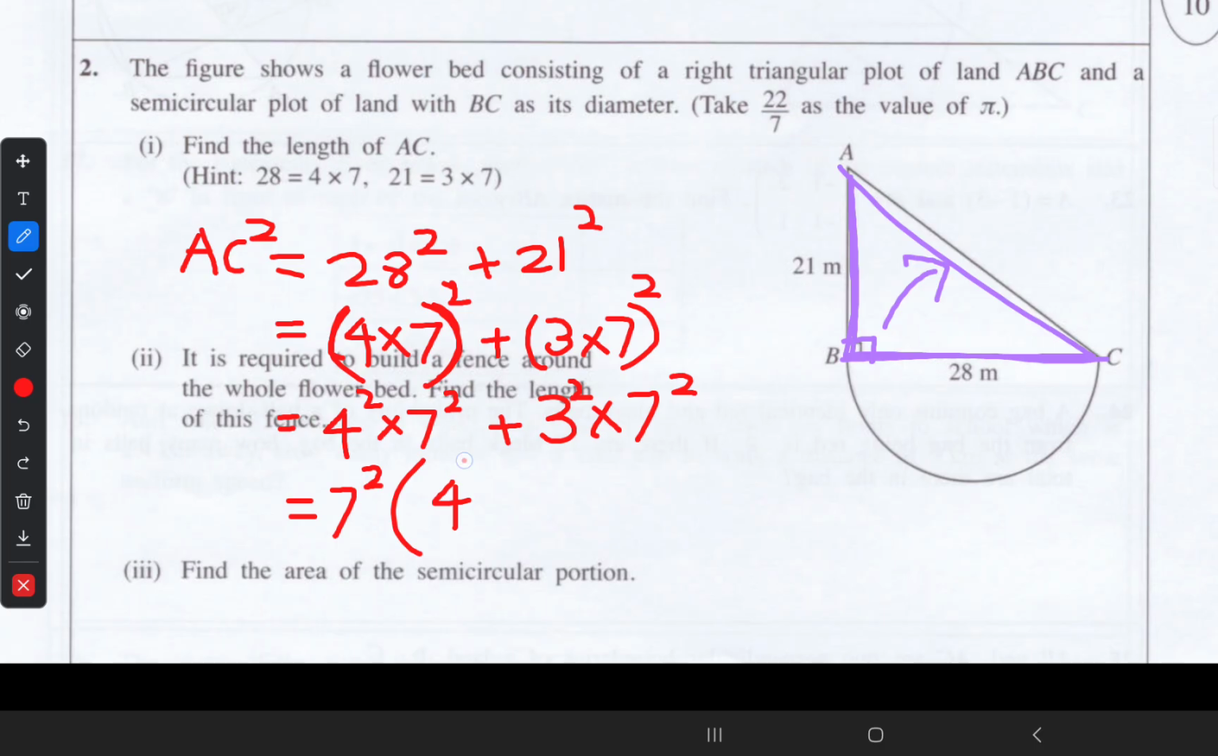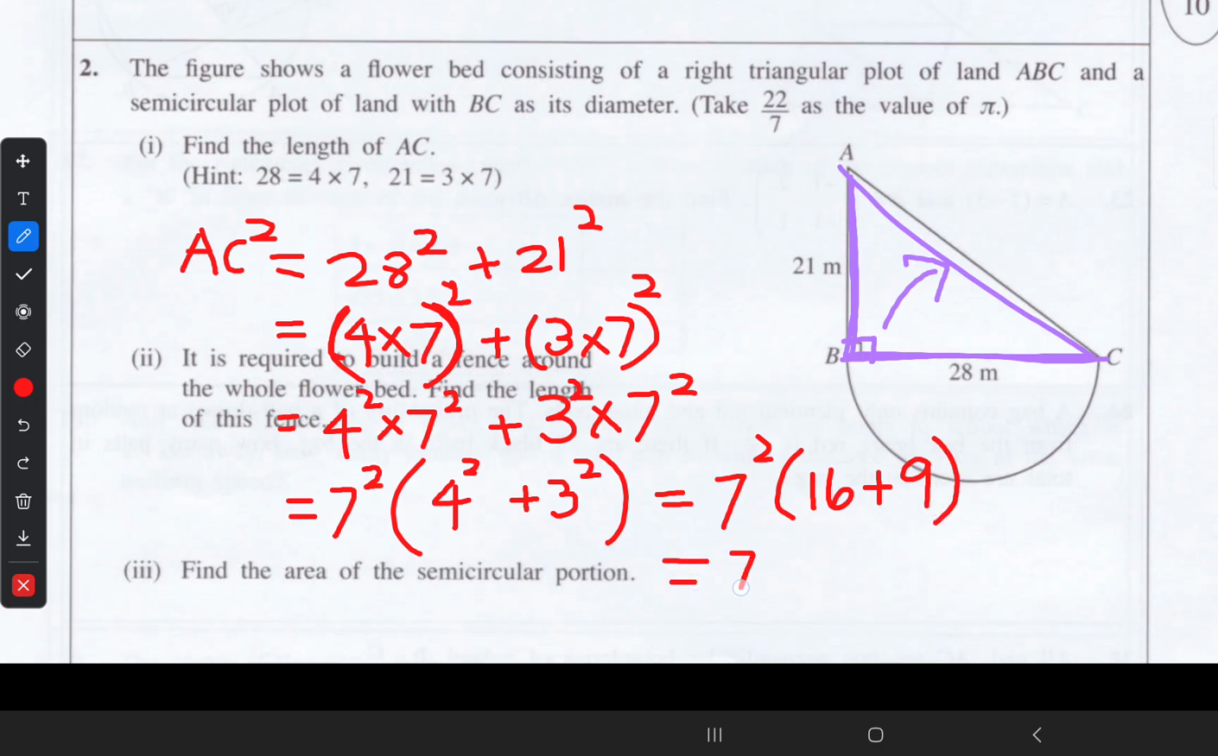The remainders are 4 square plus 3 square. In both of these components, I selected 7 square as a factor. Then after, the factorization should be 7 square into 4 square plus 3 square. After that, I'll keep the 7 square as it is. Here you can see 4 square means that is 16, plus 3 square means that's 9. 16 plus 9, it's 25.